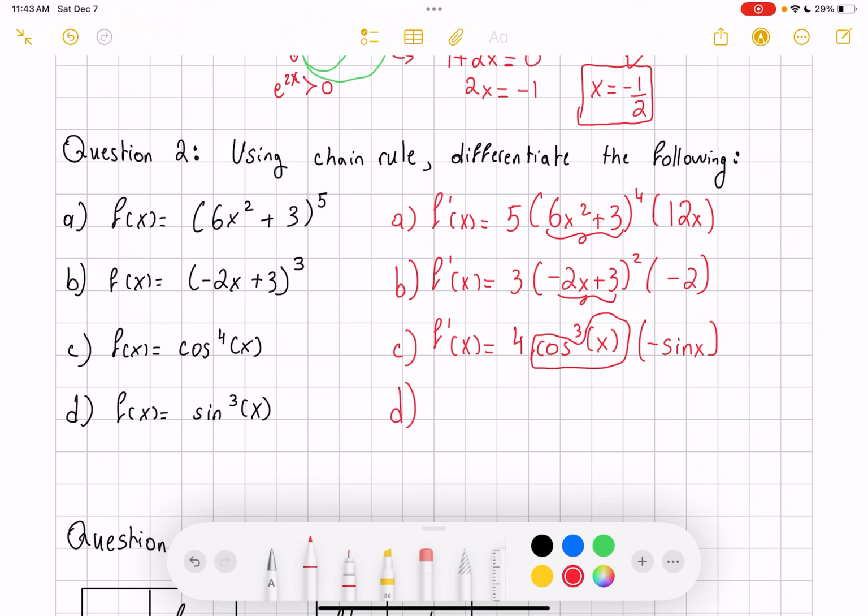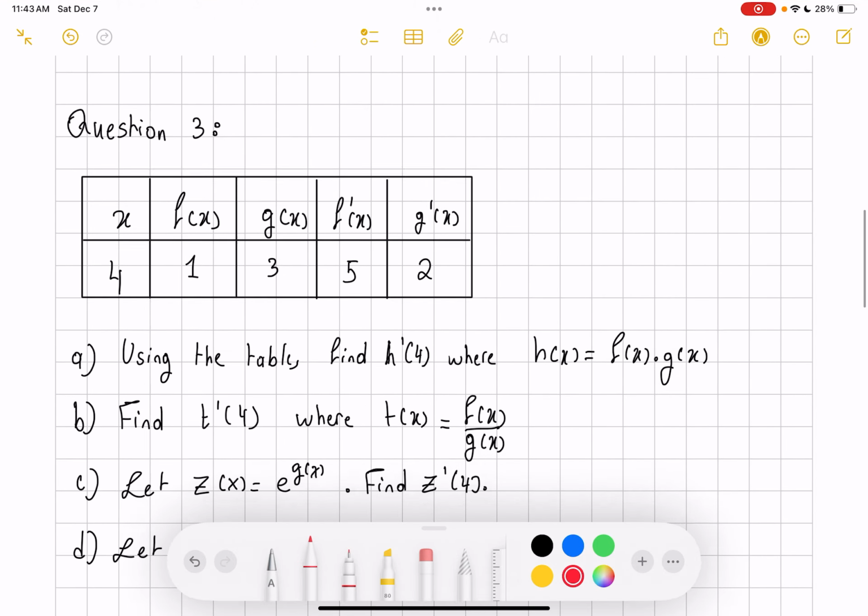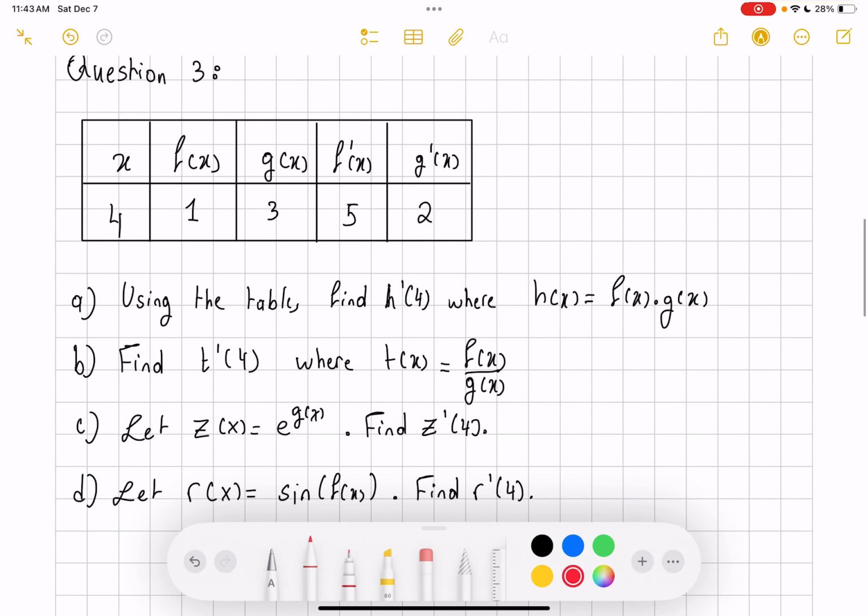And then part D, f prime of x is going to be 3 sine squared x, and then you multiply by the derivative of the inside, which is going to be cosine x. So this is it for question number 2. There's literally nothing scary about number 2, to be honest. Now, question number 3, we have a table of values.